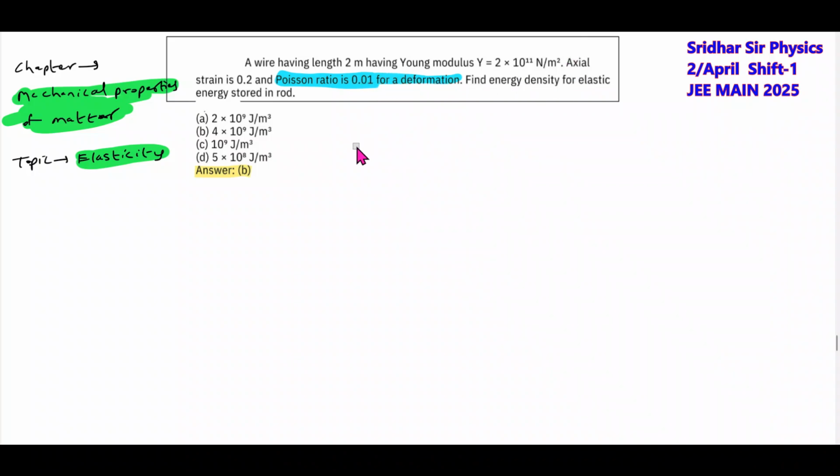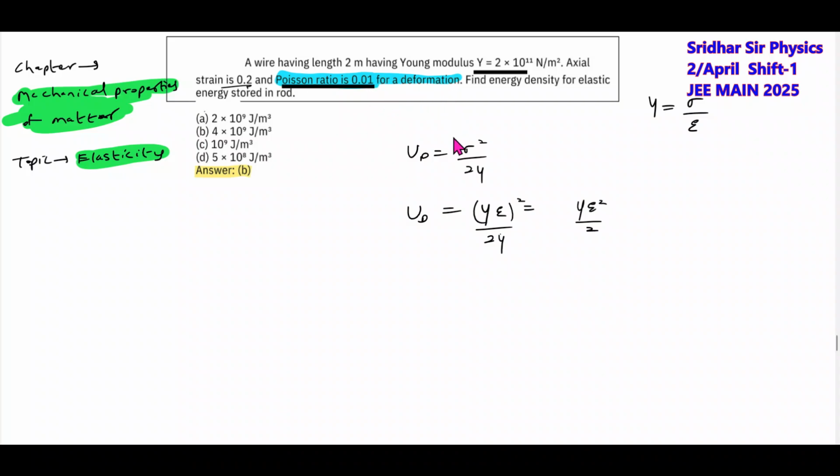What is the formula for energy density? I think you know some formula. There's a very popular formula: stress squared by 2Y. What is the stress sigma? Young's modulus, how do you define it? Stress by strain. So therefore we can write stress as Young's modulus into strain. So this will become Y strain square by 2. You know the Young's modulus given here. Strain they have given. Substitute this, solve it, you will get the required answer. Very simple. Don't get confused by Poisson's ratio, because in the energy density we don't need this.